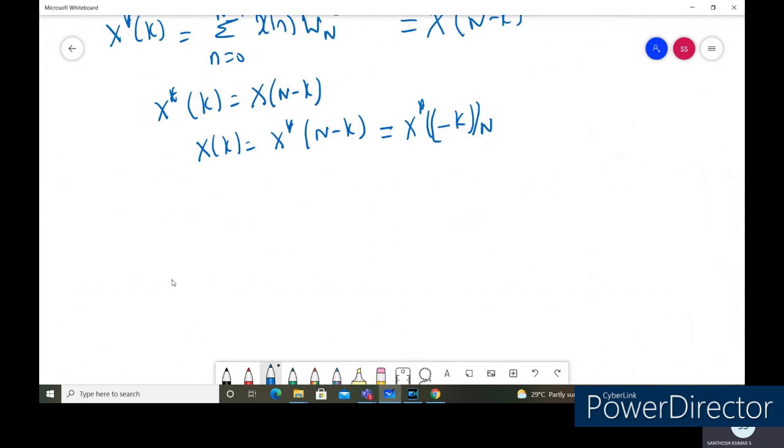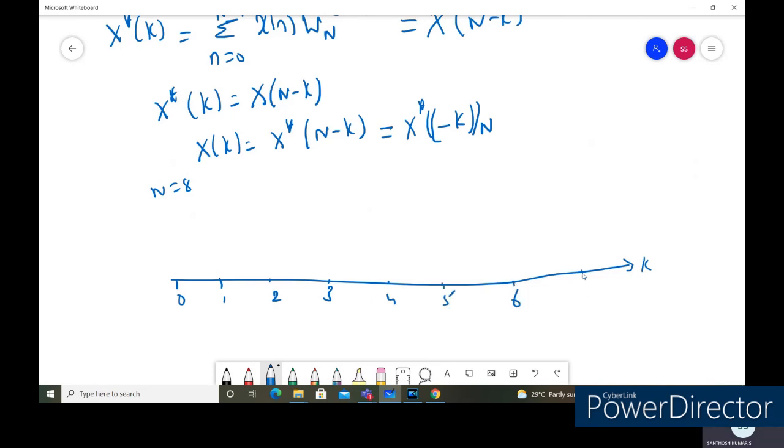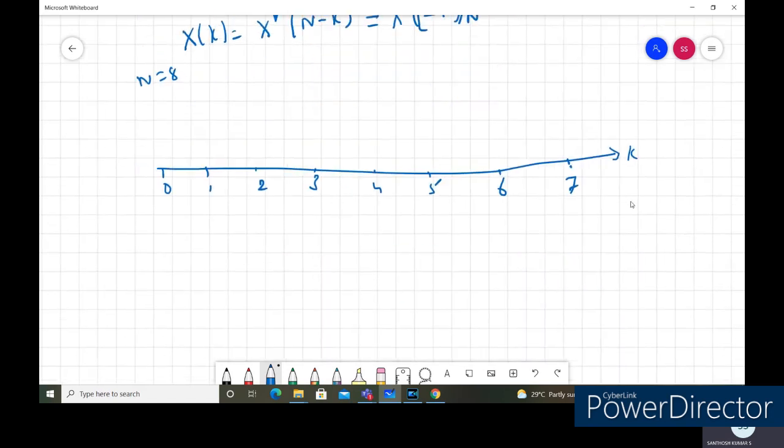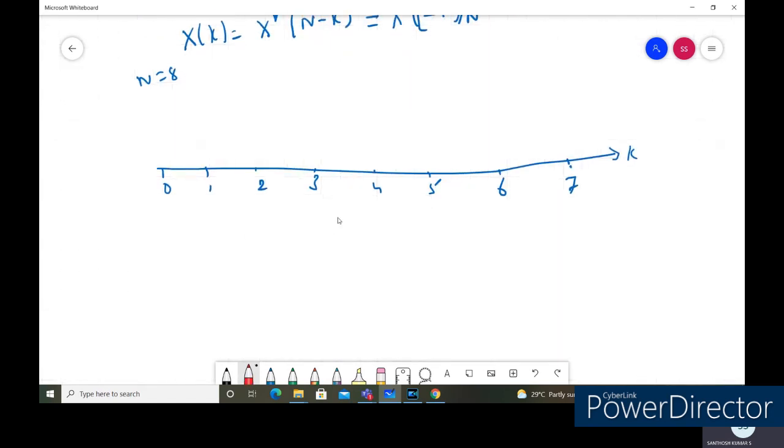What is the advantage of this property? Suppose I know the DFT of a sequence, for example N is equal to 8, where k can take the values 0, 1, 2, 3, 4, 5, 6, and 7. At the location k is equal to N by 2, so 8 by 2 is 4, this is the location around which the sequence will play the symmetry.